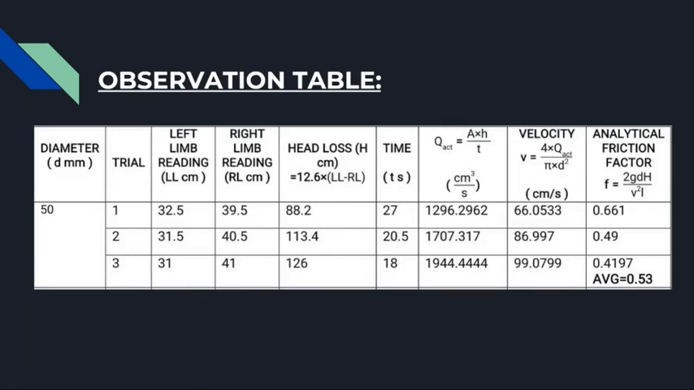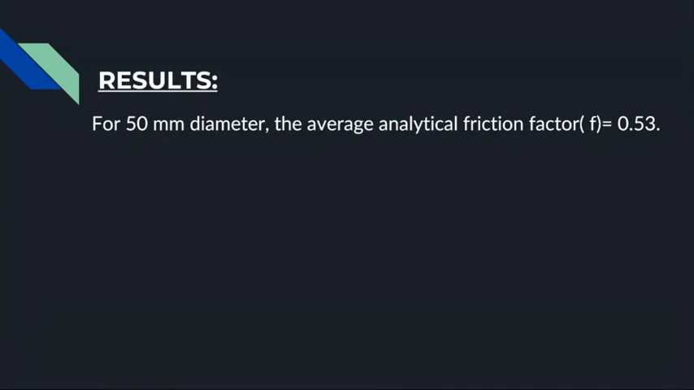And then we have to calculate velocity, which has formula V is equal to 4 into actual discharge divided by π d², and its units are cm/s. And then there is analytic friction factor, which has formula f is equal to 2g d h divided by v² L. And then we have to calculate average analytic friction factor. So from this we have got results for 50 mm diameter. The average analytic friction factor f is equal to 0.53.